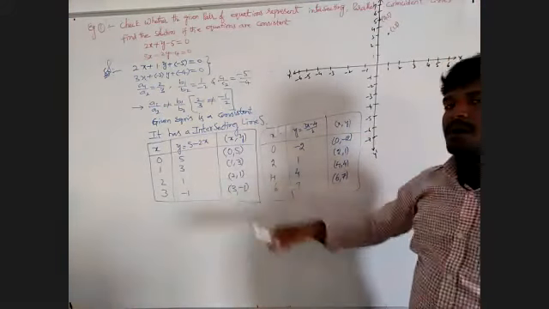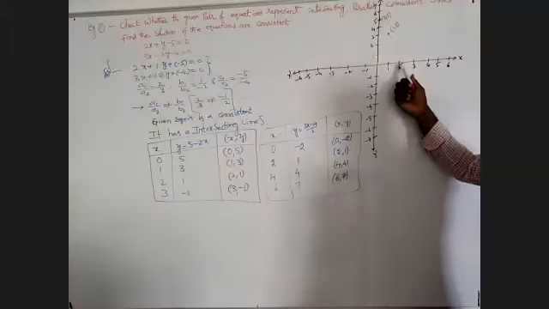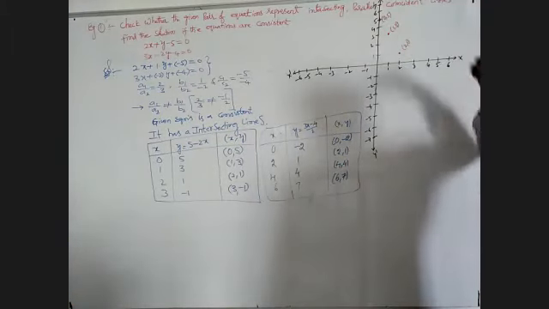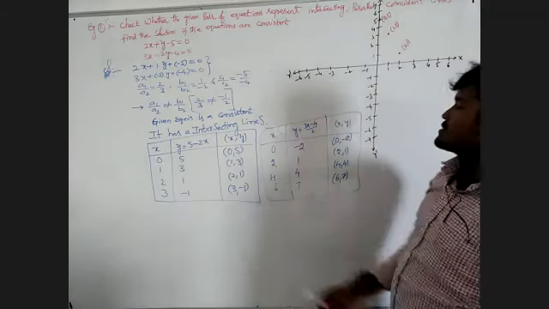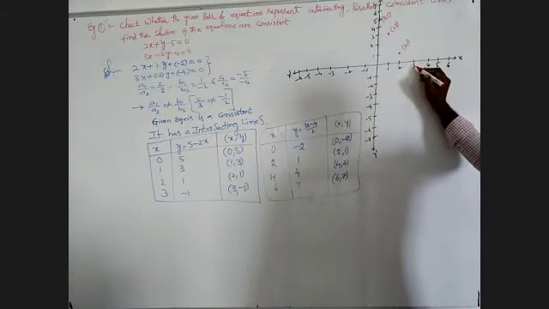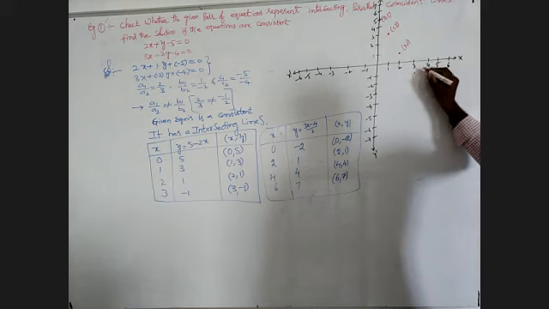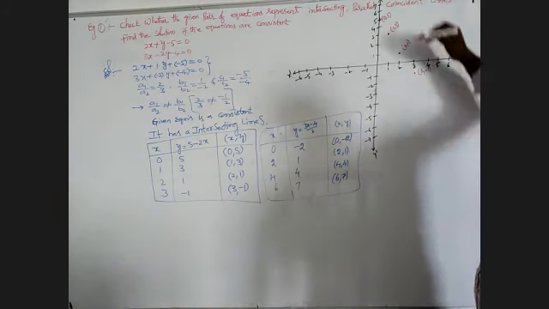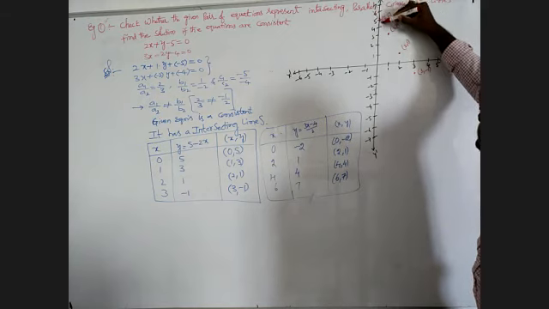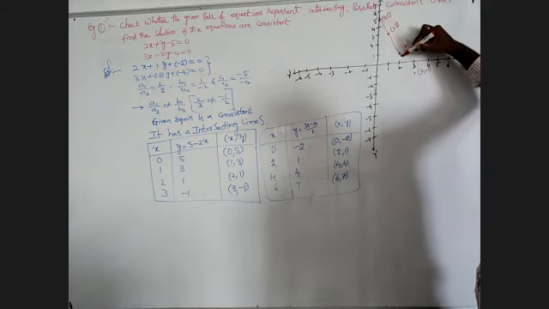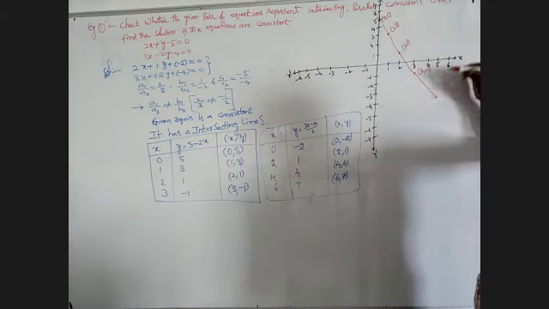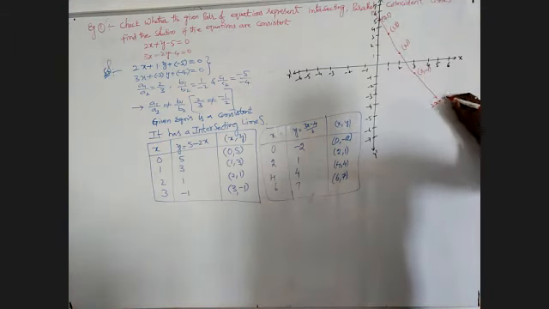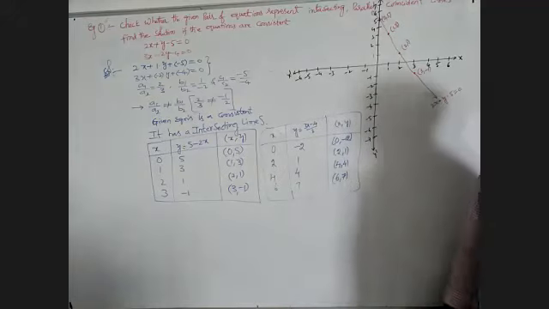After that we take (2, 1). On the x-axis we take 2, on the y-axis we take 1. This is named (2, 1). After that we take (3, -1). On the x-axis we take 3, on the y-axis we take minus 1. That is (3, -1). We plot these points. The given line is 2x plus y minus 5 equal to 0.